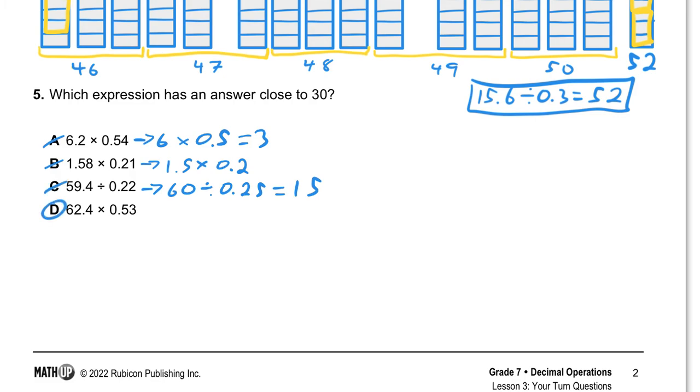And let's see, just to make sure that we haven't made a mistake in the first three, let's just see what that is. We've got about 60 times 0.5. Half of 60 is going to be 30, and that is the right answer.